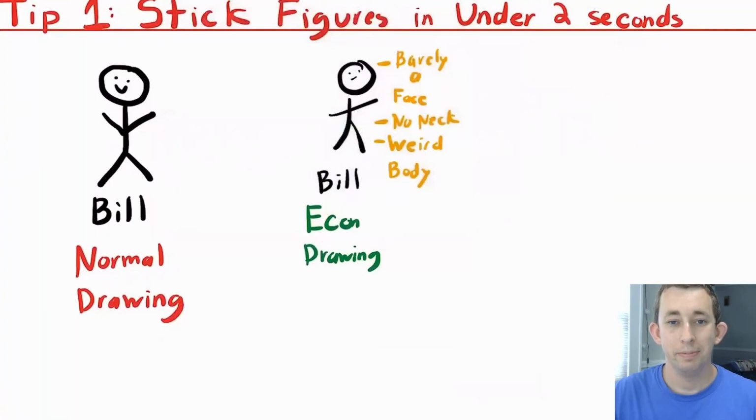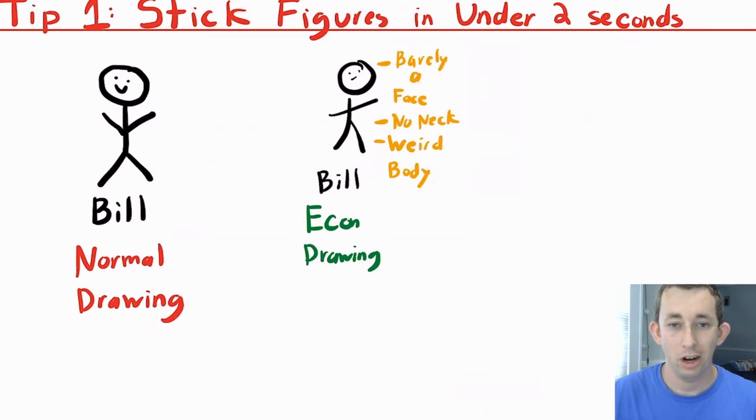So here is tip number one. The most important thing that you can draw when doing an econ problem is, of course, your stick figures, the people that you're talking about in each problem. So what I've done is I've just shown you a normal stick figure, which is Bill. Bill looks a lot better than normal because I did not draw him like me. I drew him like you would if you were actually trying to draw a stick figure that resembled some sort of human. And then on the right, I drew the Bill that you all know and love, where he's got barely a face. This version doesn't have a neck, and he's got some weird body proportions going on.